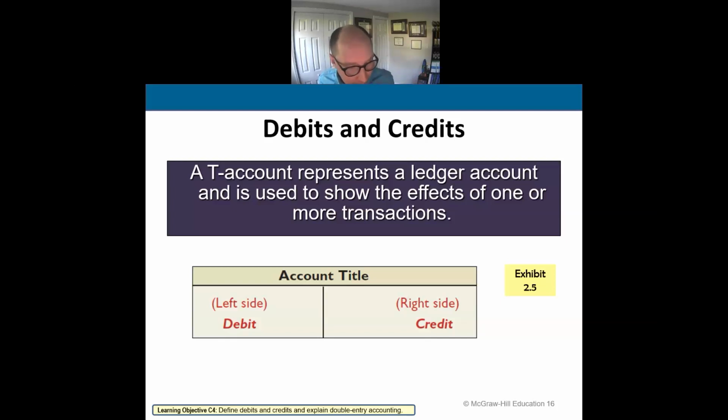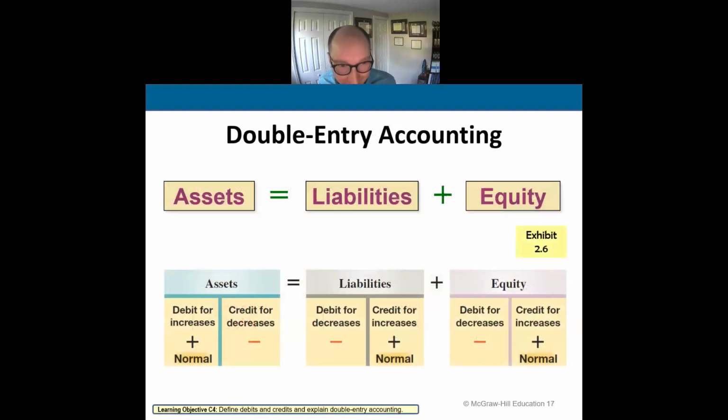For example, if I'm increasing accounts payable, which is a liability account, accounts payable is the account title. If I'm increasing it, I'm crediting the accounts payable. When I decrease it, I debit. So remember the other side of the equal sign. Positive on the left of the equal sign, minus on the right. It's a nice way of thinking about it.